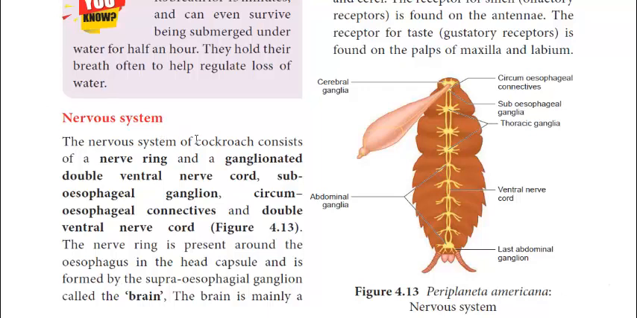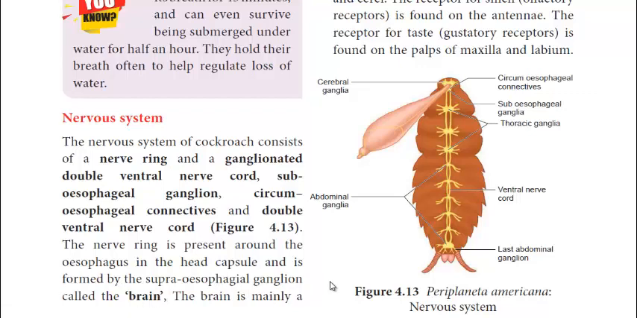The nervous system of cockroach consists of a nerve ring and a ganglionated double ventral nerve cord. So here exactly the brain and subesophageal ganglion, circumesophageal connectives and double ventral nerve cord are found, and this entire organ comprises the nervous system. The nerve ring is present around the esophagus in the head capsule and is formed by the supraesophageal ganglion called the brain. So this supraesophageal ganglion is the so-called brain.